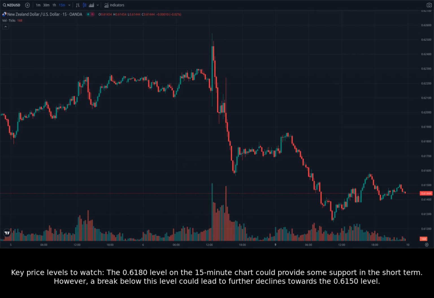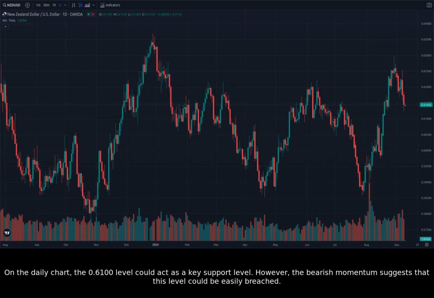The 0.6180 level on the 15-minute chart could provide some support in the short term. However, a break below this level could lead to further declines towards the 0.6150 level. On the daily chart, the 0.6100 level could act as a key support level. However, the bearish momentum suggests that this level could be easily breached.